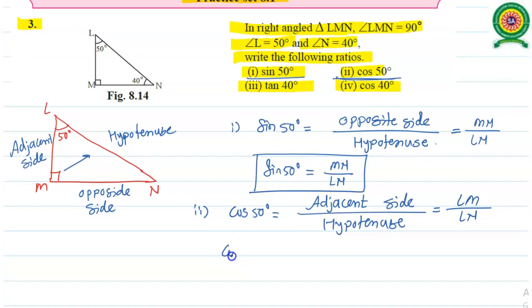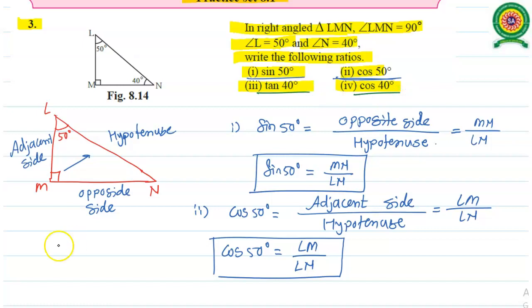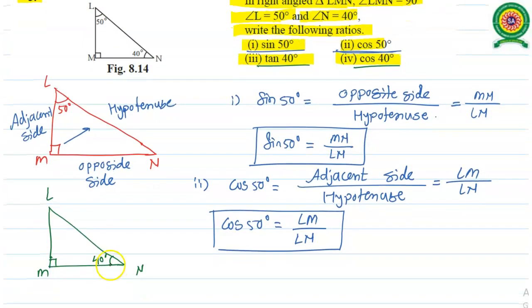So the value of cos of 50 degree is equal to LM divided by LN. Now let's have the triangle again to evaluate tan 40 degree and cos 40 degree. Try to be focused now on just the 40 degree angle. We have LMN as the triangle whose angle N is 40 degree, and angle M is 90 degree. So with respect to the 40 degree angle, the opposite side is LM, the adjacent side is MN, and the hypotenuse is LN.